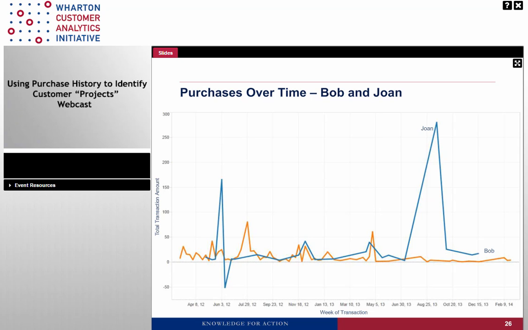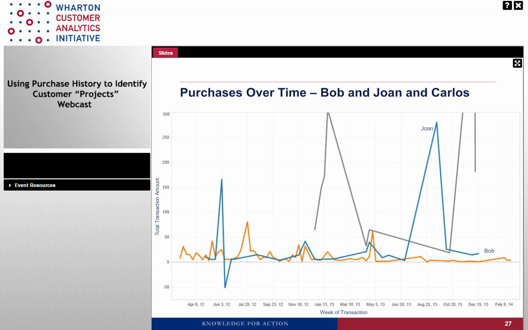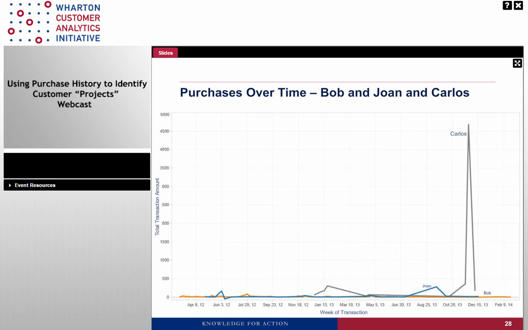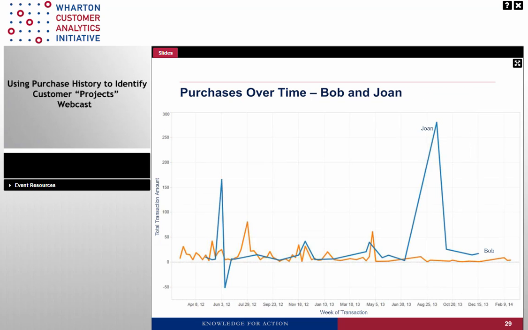If we add in a third person, Carlos purchases a whole lot, even bigger spikes, so big that the spikes go off the scale. In fact, if we were to zoom the scale out, you would see that Carlos dwarfs Joan and Bob by quite a bit. So we just wanted to illustrate that the kinds of customers in the data set are very, very different over time. But let's zoom back down. Let's not worry about Carlos for now. Let's just look at Bob and Joan.